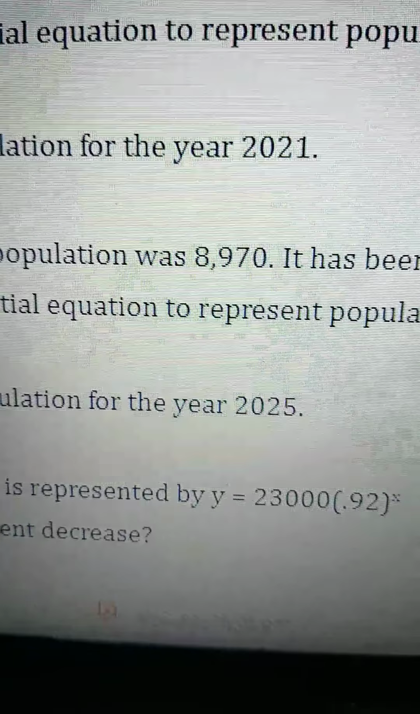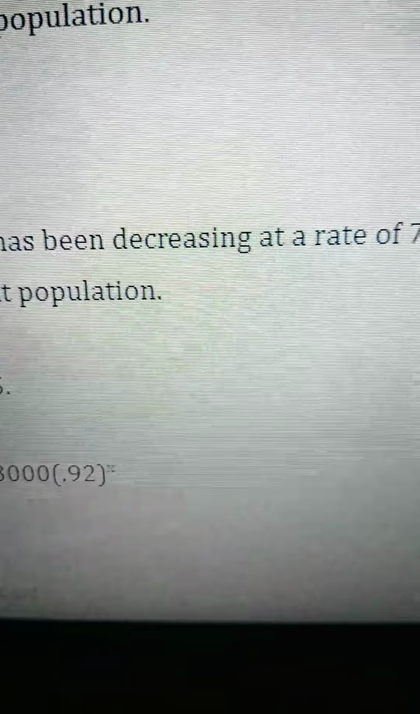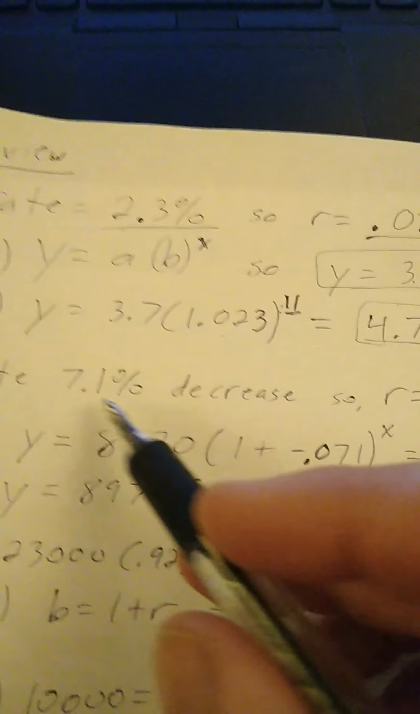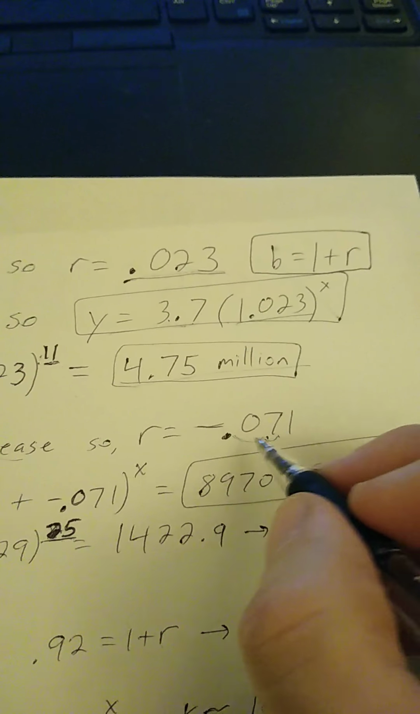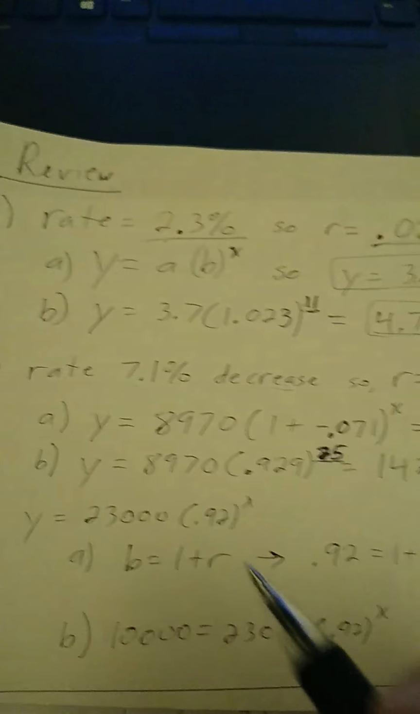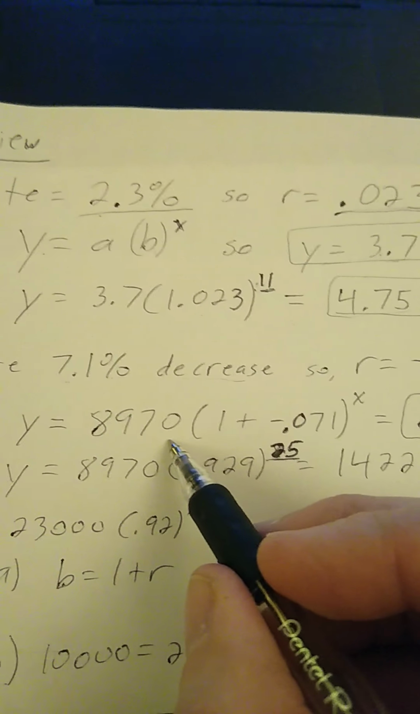And the next one's similar. We're starting in the year 2000, and an animal population started with 8970, decreasing at a rate of 7.1%. So I'm decreasing at 7.1%. Again, move two decimal places. 7.1% decreasing means a negative, and I move two decimal places. 0.071.